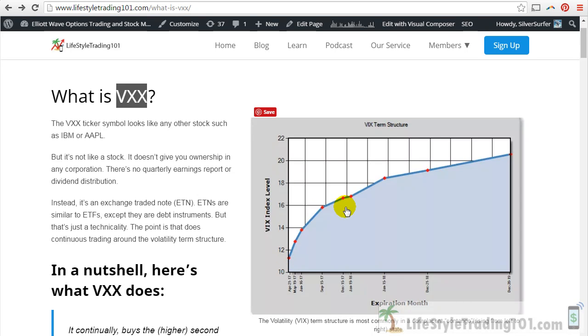And of course, if you want to add another layer, you can buy puts on that. So it's like a derivative on a derivative of a derivative. You can layer this however many layers as you want. But the point is, this VXX is a relatively good short opportunity for the long term.